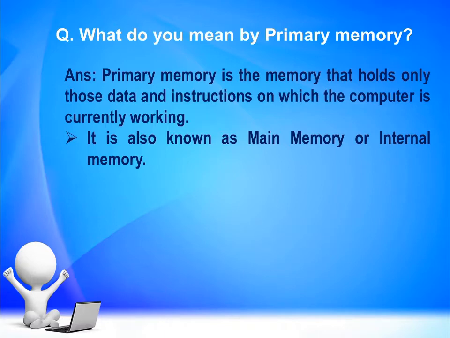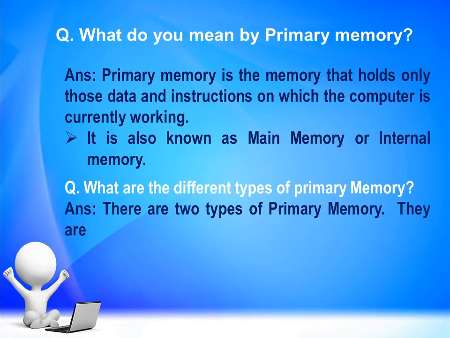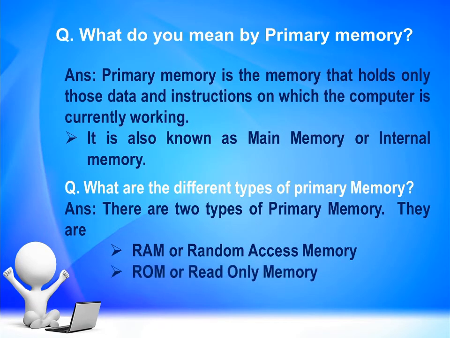This primary memory is also known as main memory or internal memory of the computer. What are the different types of primary memory? The answer is, there are two types of primary memory. They are RAM or Random Access Memory and ROM or Read-Only Memory.